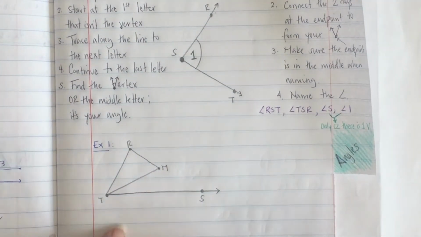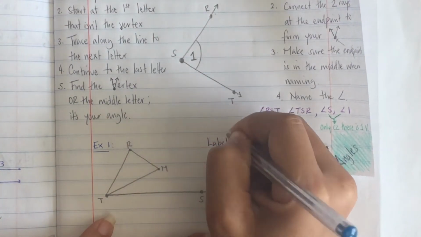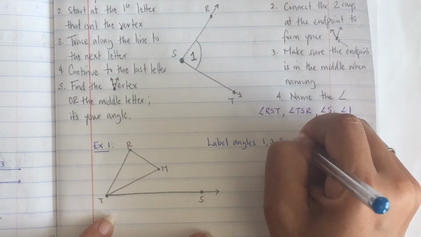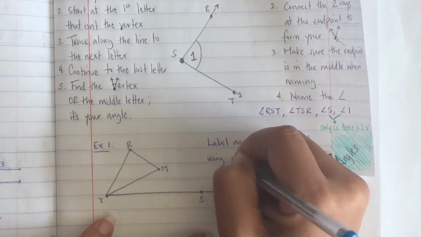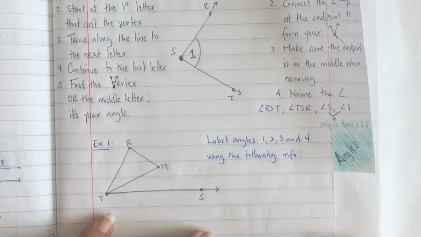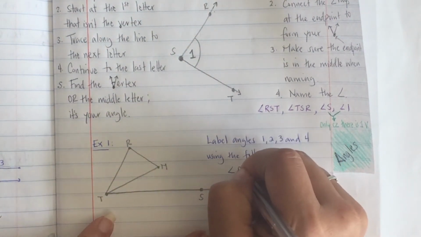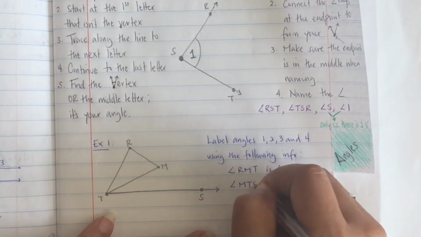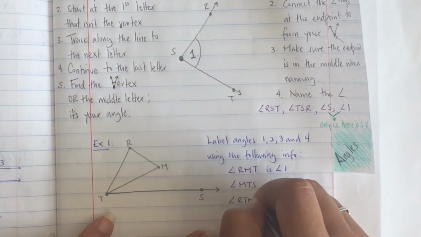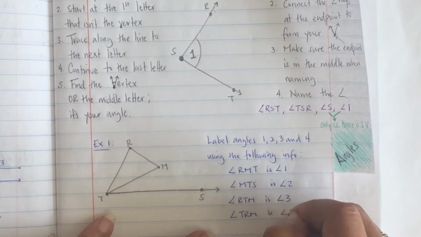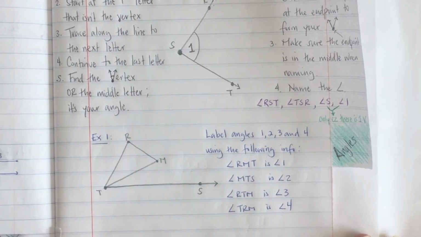Alright, so let's take a look at an example. So pause the video and copy that down. Label angles 1, 2, 3, and 4 using the following information. Angle RMT is angle 1. Angle MTS is angle 2. Angle RTM is angle 3. Angle TRM is angle 4. So let's go ahead and do this.